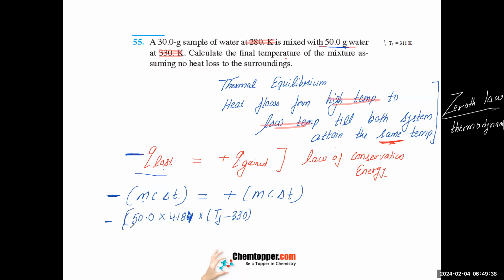Children, are we clear about this? Heat lost and heat gained. Now, can you help me with this equation, heat gained? The way I made heat lost, can we make heat gained? What is m? This time it is 30 grams because the 30 gram system is gaining. 30.0. C is 4.184, the same, water.